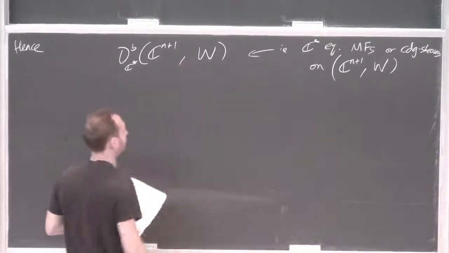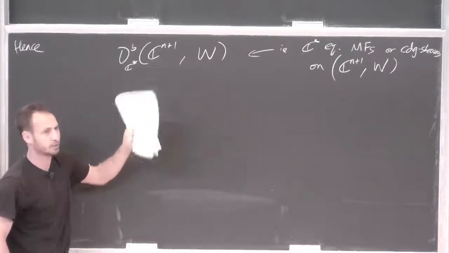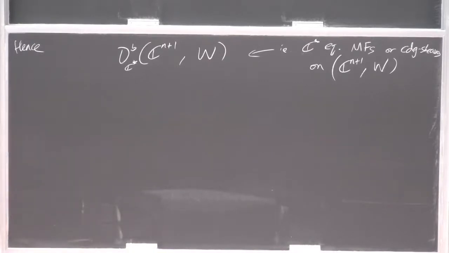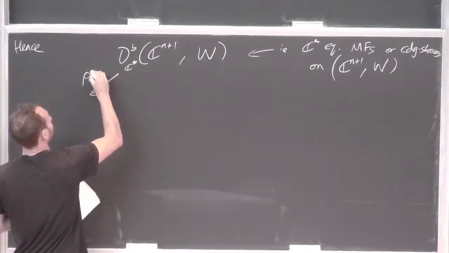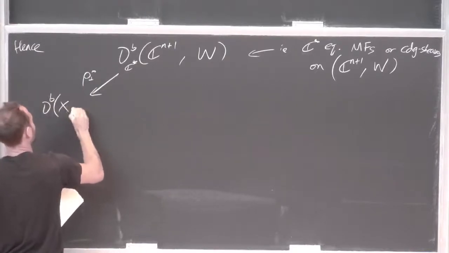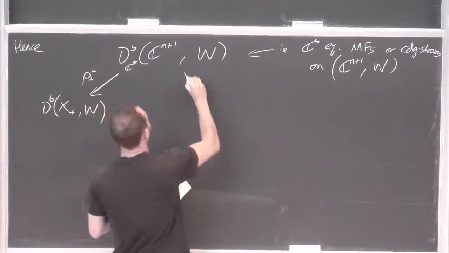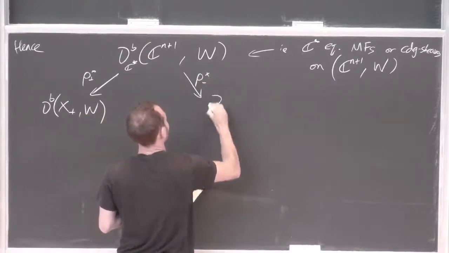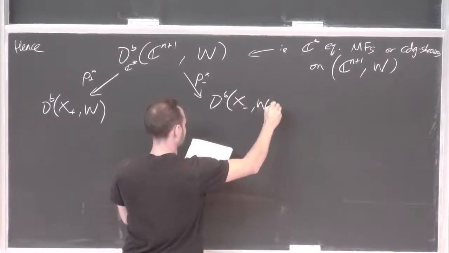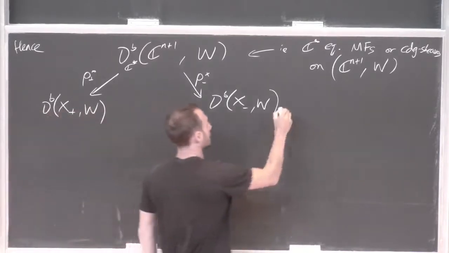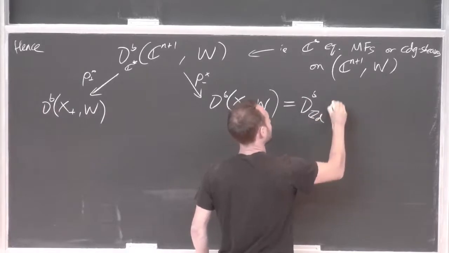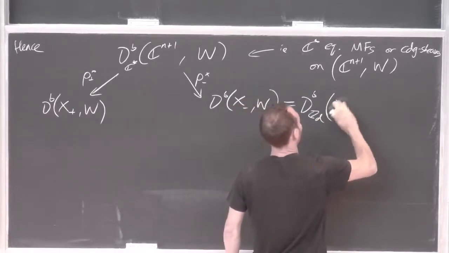And if you have such a thing, a matrix factorization or a CDG sheaf sitting on this space, you can restrict it to the open set X plus or to the open set X minus. And what will you have? You'll have a matrix factorization of the restricted function. Right? That is obvious. So it's clear that there are restriction functors from here to matrix factorizations on X plus, or alternatively, to matrix factorizations on X minus. And what's matrix factorizations on X minus? That's an orbifold. So if you prefer, this is ZD equivariant matrix factorizations on Cn.